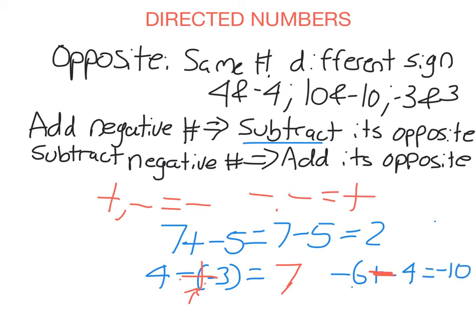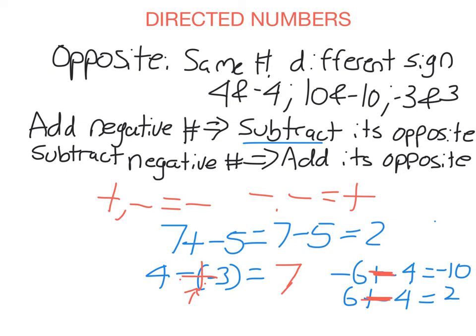But if I have just 6 plus -4, the answer's not going to be negative. It's just that this sign in the middle becomes negative. So it becomes 6 minus 4, which is 2. 6 plus -4 is +2.